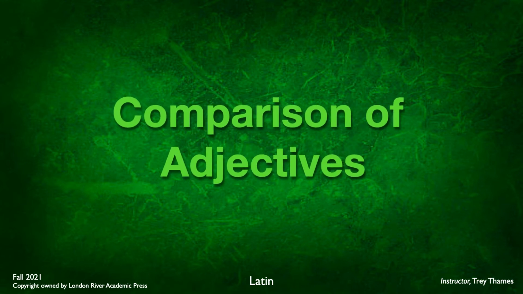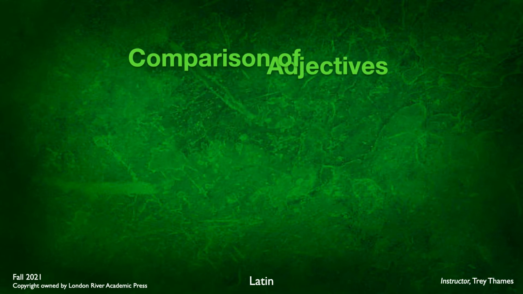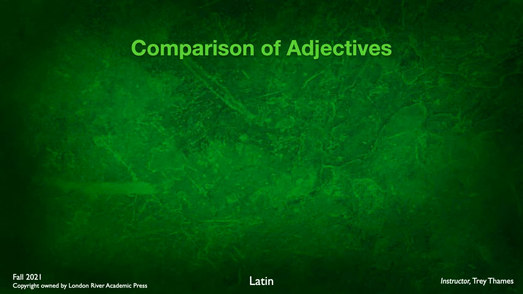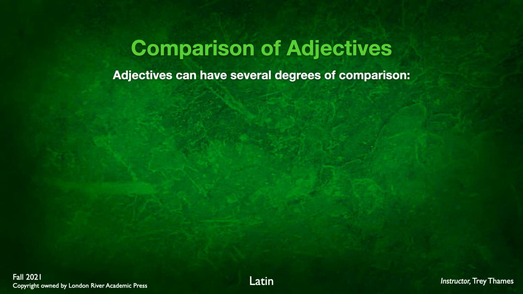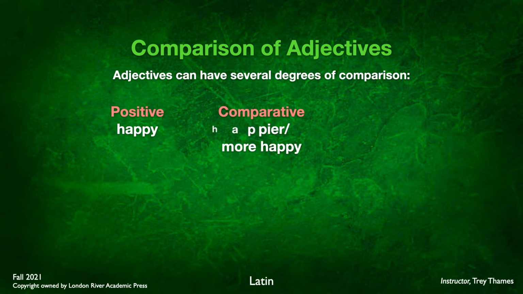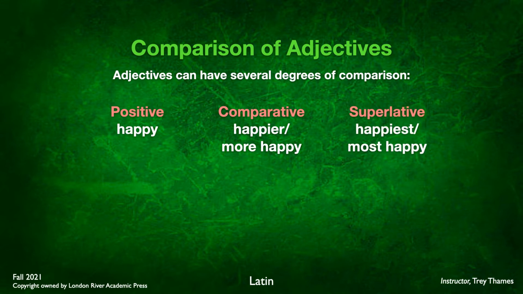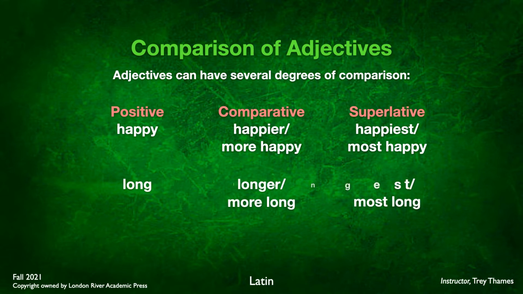Let's look first at comparison of adjectives. Now, as you probably remember from your English classes, adjectives can have varying degrees of comparison. You have just the regular adjective. It's what we call the positive degree. And here's an example, the adjective happy. The comparative degree is happier or more happy. And the superlative degree is happiest or most happy. Here's another example, the adjective long, longer or more long, and longest or most long.